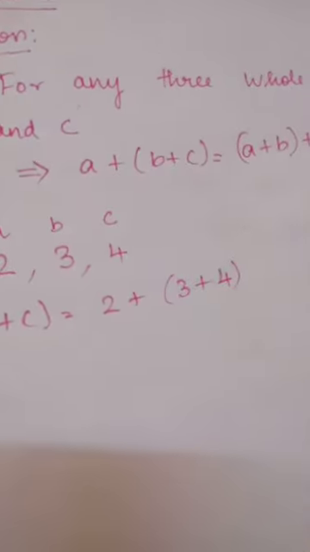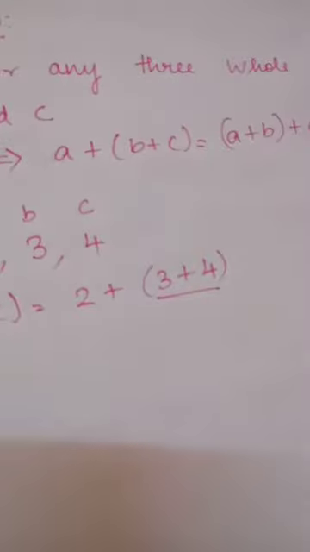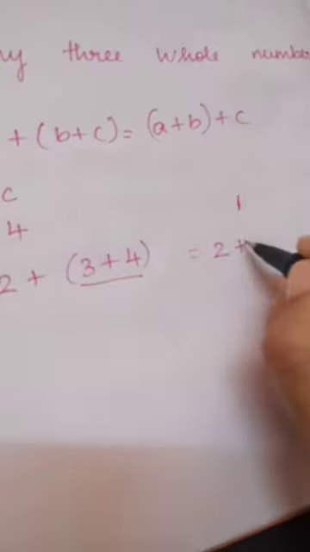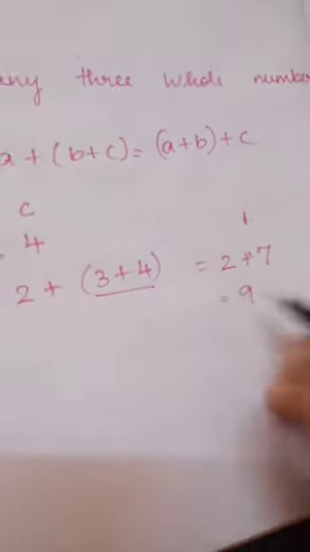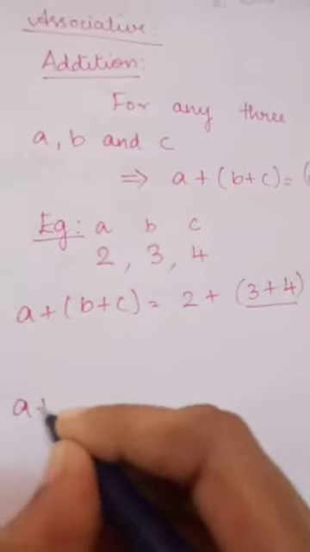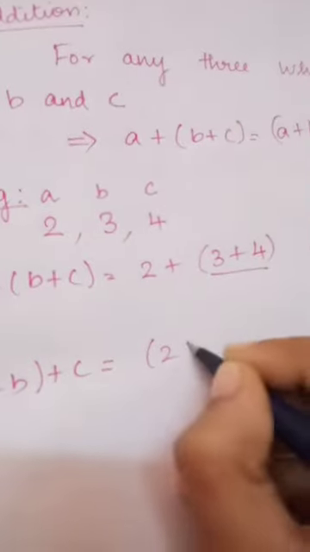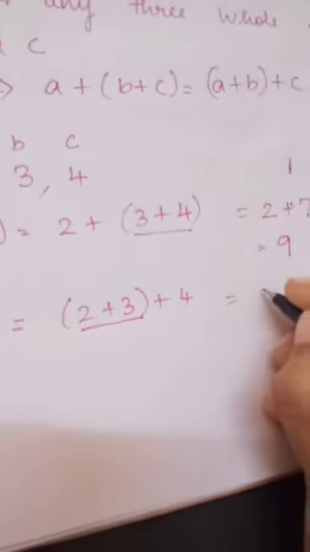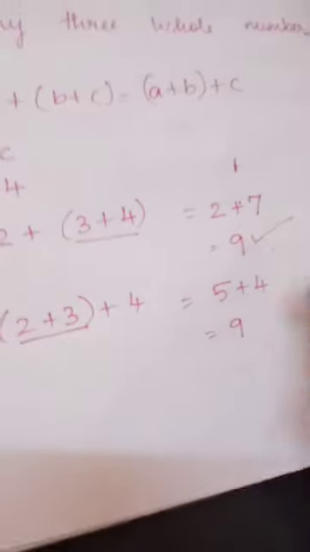By BODMAS rule, we have to do the operations inside the bracket first. So 3 plus 4 is 7, and 2 plus 7 is 9. Next, (A plus B) plus C is (2 plus 3) plus 4. First we have to do the operation inside the bracket: 2 plus 3 is 5, plus 4 is 9. Both the answers are the same.